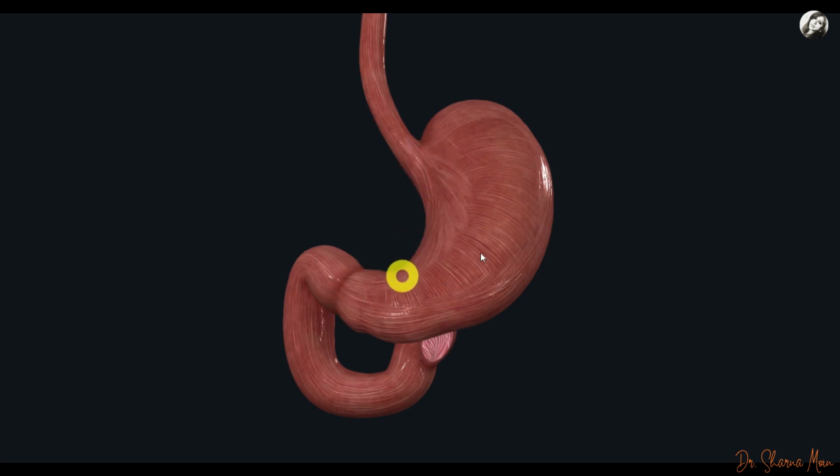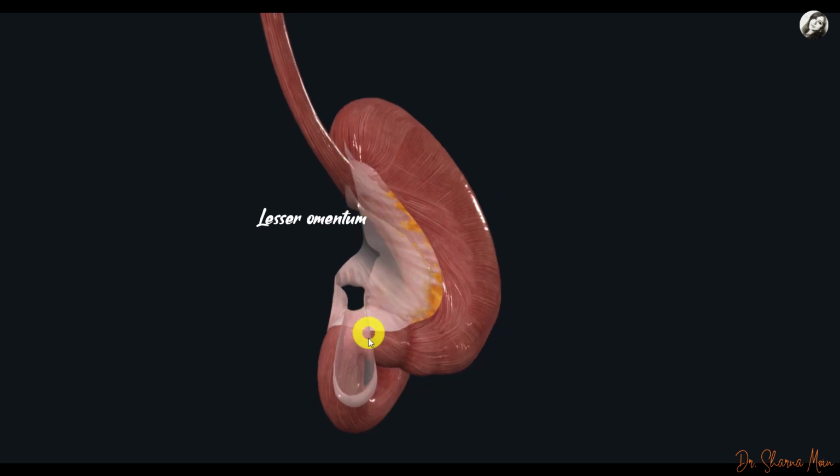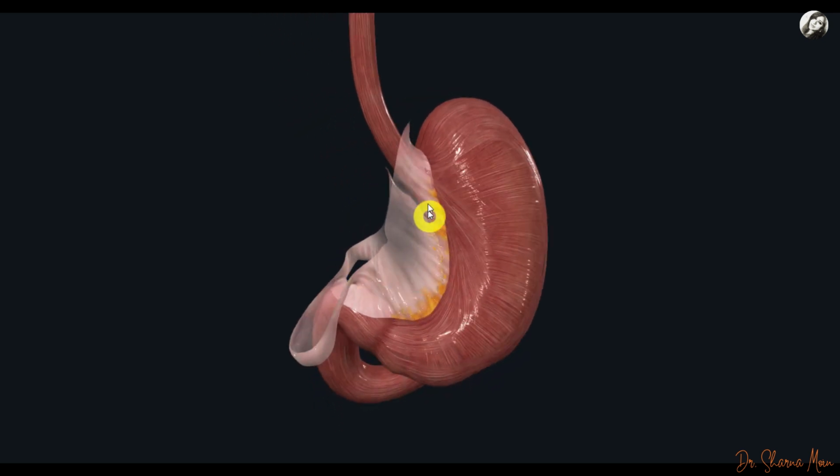Now let us have a look at the curvatures. We have two curvatures, the lesser curvature and the greater curvature. The lesser curvature is concave, you can see, and this is J-shaped, and it forms the right border of the stomach. The most dependent part of this curvature is known as the angular notch, or the incisura angularis. This is incisura angularis, and we will see the importance of this angle later in this video. The lesser curvature provides the attachment to the two layers of the lesser omentum. So this is the lesser omentum, and we can see the two layers of the omentum. So they are attached with the lesser curvature.